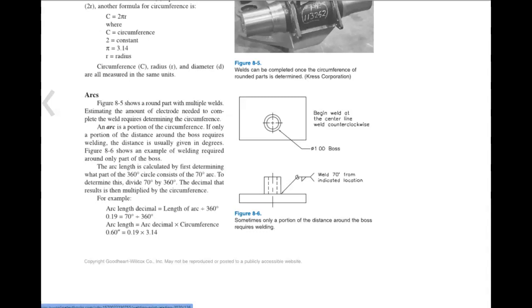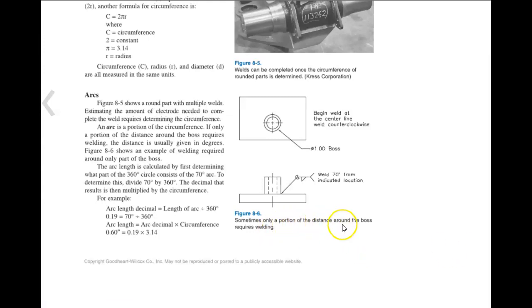Arcs. Figure 8.5 shows a round part with multiple welds. Estimating the amount of electrode needed to complete the weld requires determining the circumference. An arc is a portion of the circumference. If only a portion of the distance around the boss requires welding, the distance is usually given in degrees. Figure 8-6 shows an example of welding required around only part of the boss.